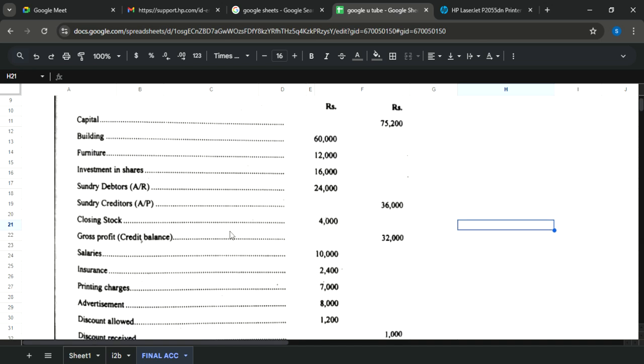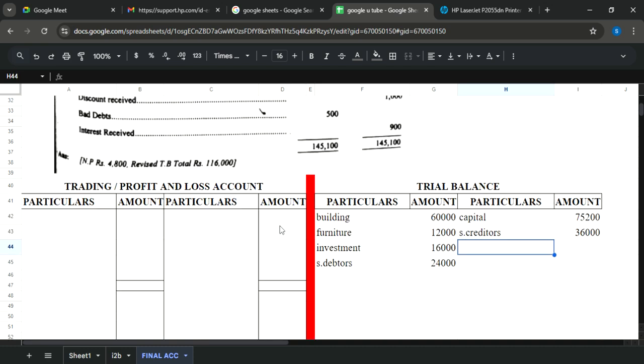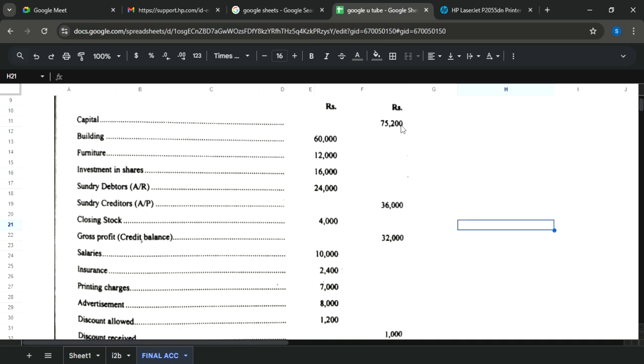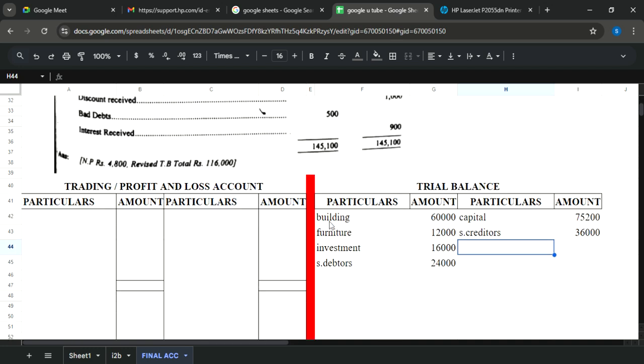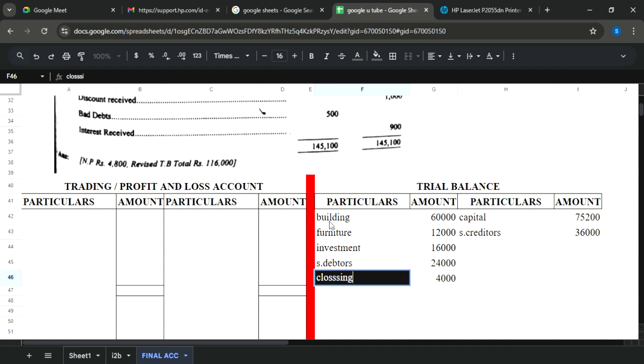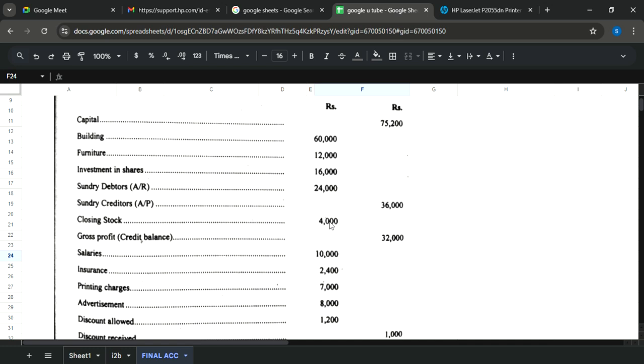Okay, so we have closing stock. Since it is part of the trial balance, look here, this is the trial balance. It is part of the trial balance, it means it would be written only once. So closing stock 4,000, not part of net profit. You will write over here 4,000 because it has been written on the debit side. Let's remove the extra one. So closing stock we have written 4,000, and the next is gross profit.